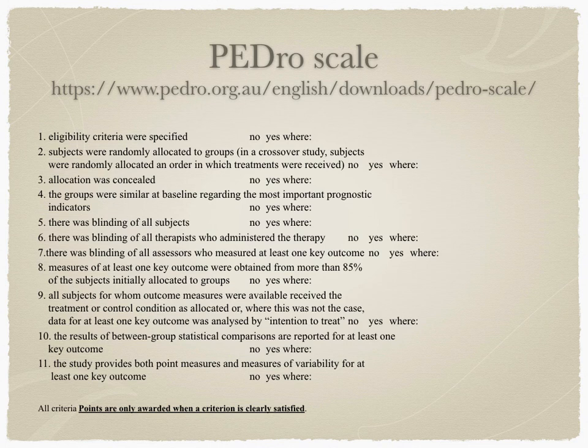This is the PEDro scale taken from their website, which the URL is there, and this lists the 11 criteria. All points are awarded when a criteria is clearly satisfied. If it's vague of whether that criteria is satisfied or not, then you don't assign the points. For more on how to apply the PEDro scale, please go to their website as they do have a tutorial on this as well.